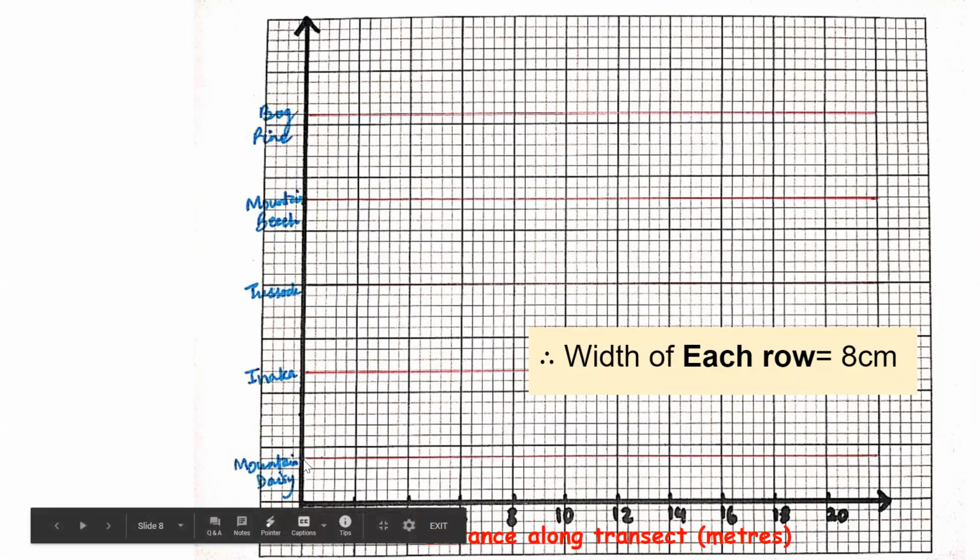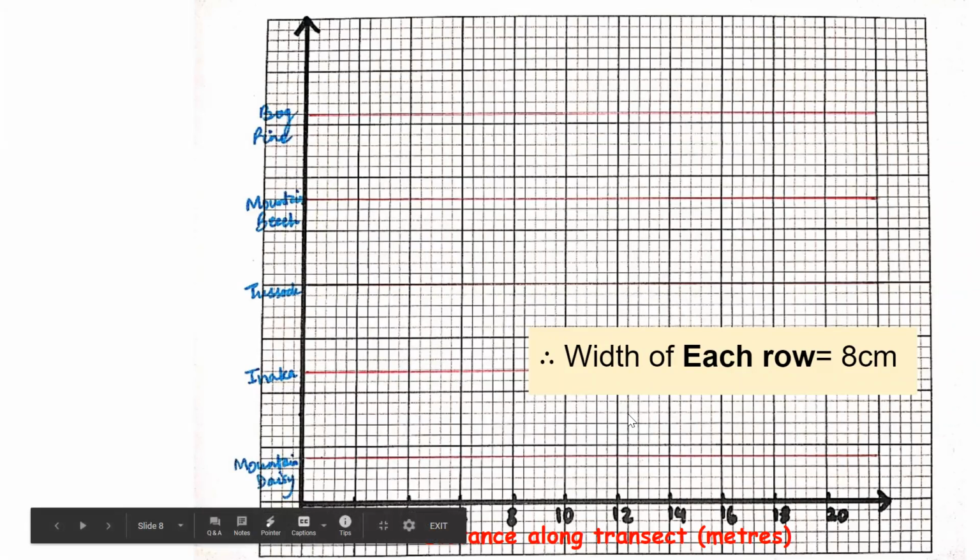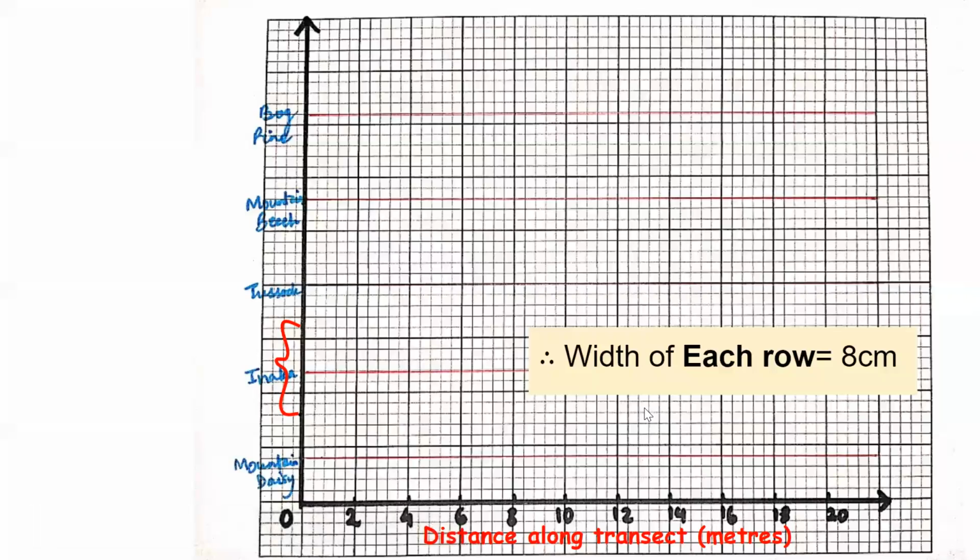Mountain daisy's kite should not touch Inaka's kite. Okay, so I'm going to take a width of 8 centimeters. Please remember why I took 8. Because I looked at my data and daisies were the highest number at any random point along my x-axis. 8 was the highest number. So I can actually take 8 or 10, anything more than 8.